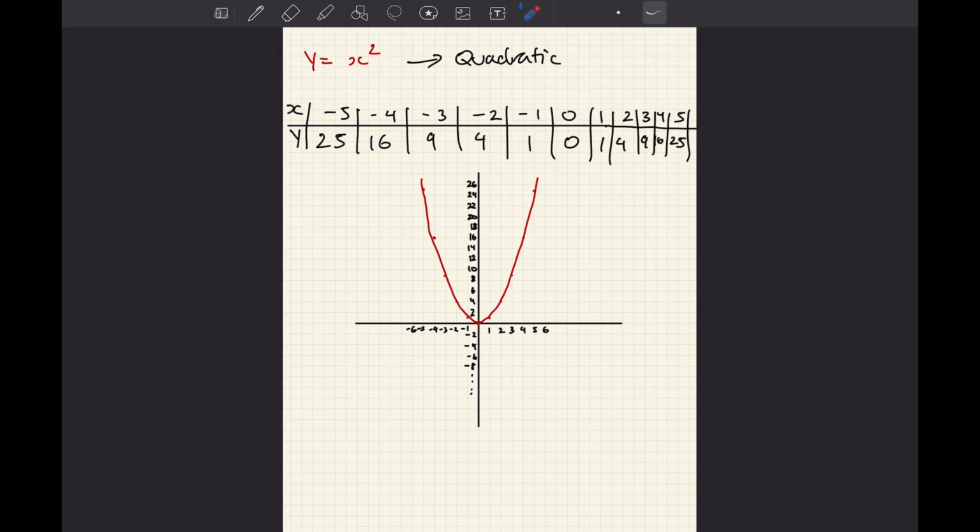So what we did here is we plotted these points and treated them as individual points and then drew a line between them. This allows us to both extrapolate and interpolate.